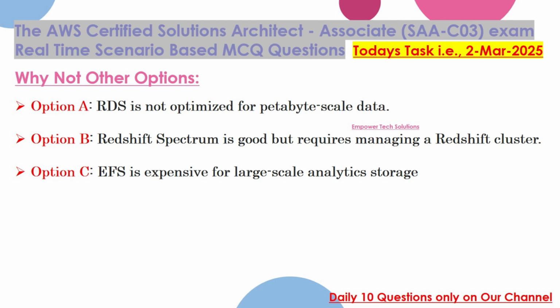Why not other options? Option A, RDS is not optimized for petabyte-scale data. Option B, Redshift Spectrum is good but requires managing a Redshift cluster. Option C, EFS is expensive for large-scale analytic storage.